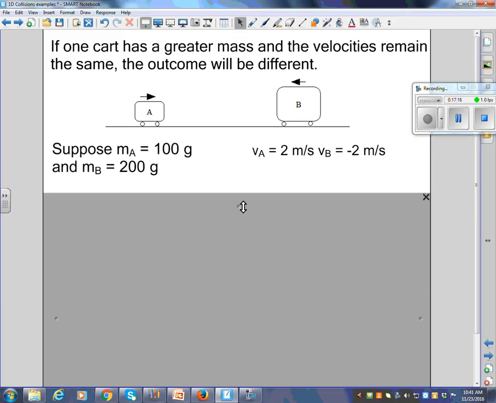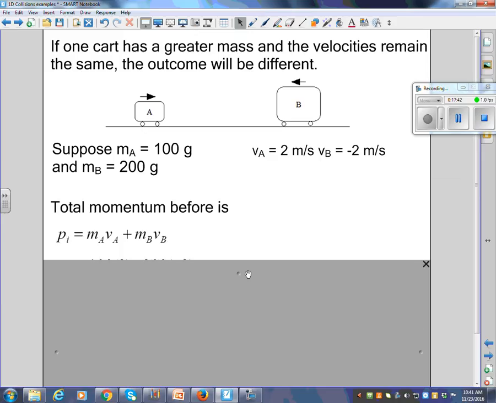Let's do the boring math that goes with it. Great question, Red. Suppose the mass of A is 100 grams, the mass of B is 200 grams. Doesn't matter what they are, we're just going with 100 and 200 because they're easy numbers to work with, right? And I'll say that the velocity of A is 2 and the velocity of B is minus 2. Do you guys have this? Awesome. Okay, so the question really is, what will happen at the end?